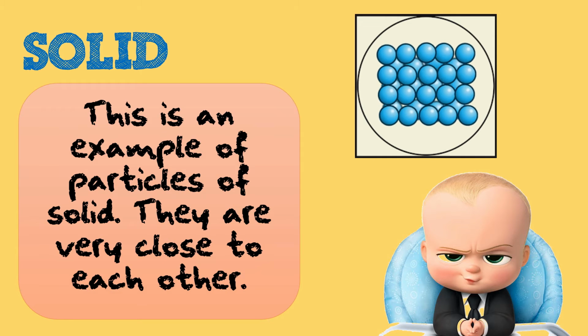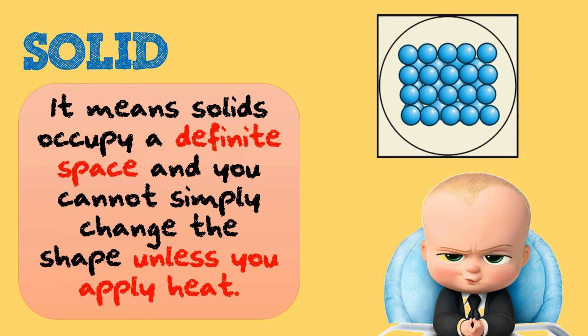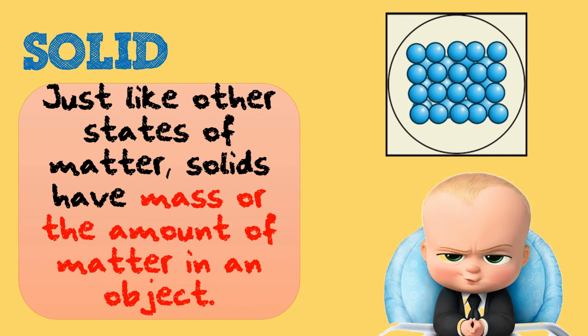This is an example of particles of solid. They are very close to each other. As a result, solids have a definite shape and volume. It means solids occupy a definite space and you cannot simply change the shape unless you apply heat. Just like other states of matter, solids have mass or the amount of matter in an object.